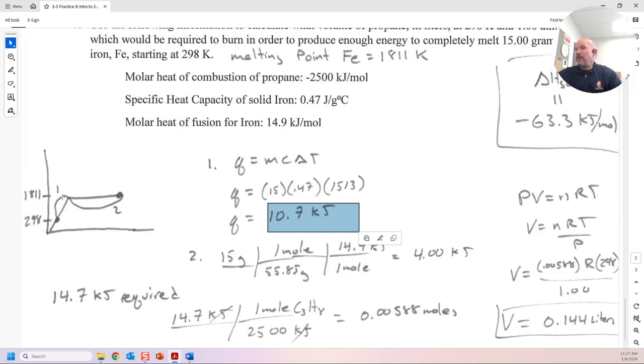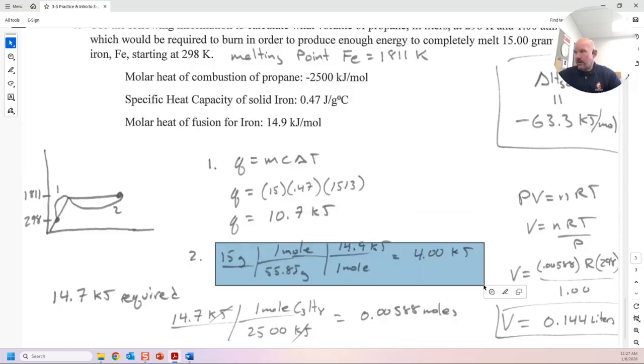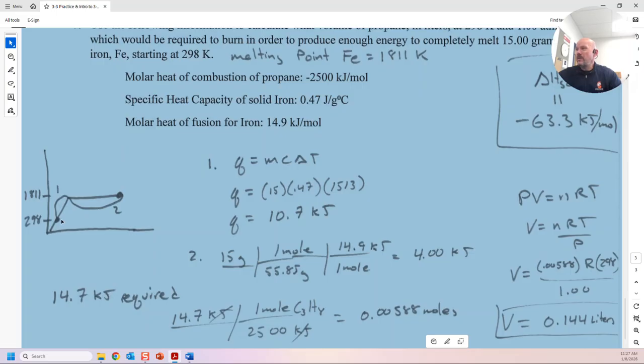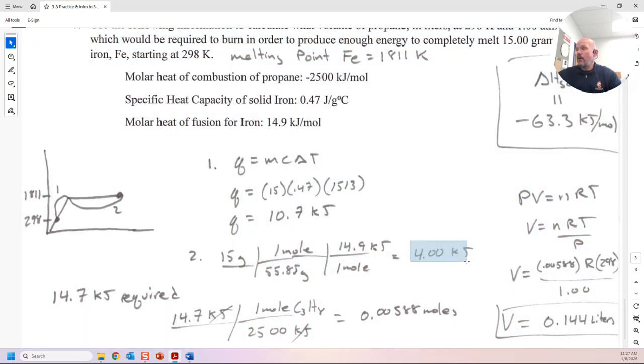All right. But then we need to calculate the energy to melt it once it's at the melting point. So that's why we're going to, where do I have it? Oh, right here, part 2. Sorry, couldn't find it. All right. So we would take our 15 grams of iron divided by iron's molar mass times the 14.9 kilojoules. Okay. And so once we heat it up to the melting point, it's only going to require 4 more kilojoules of energy to completely melt it.